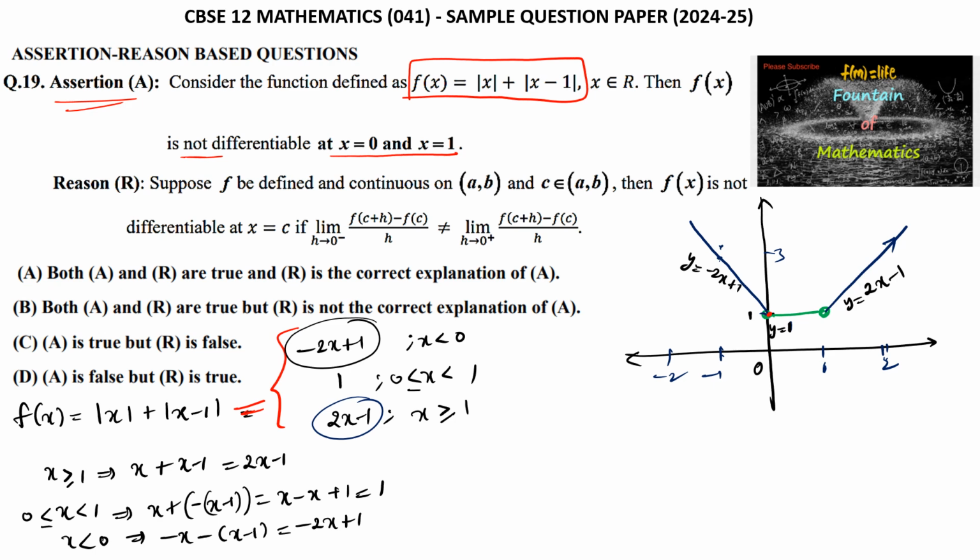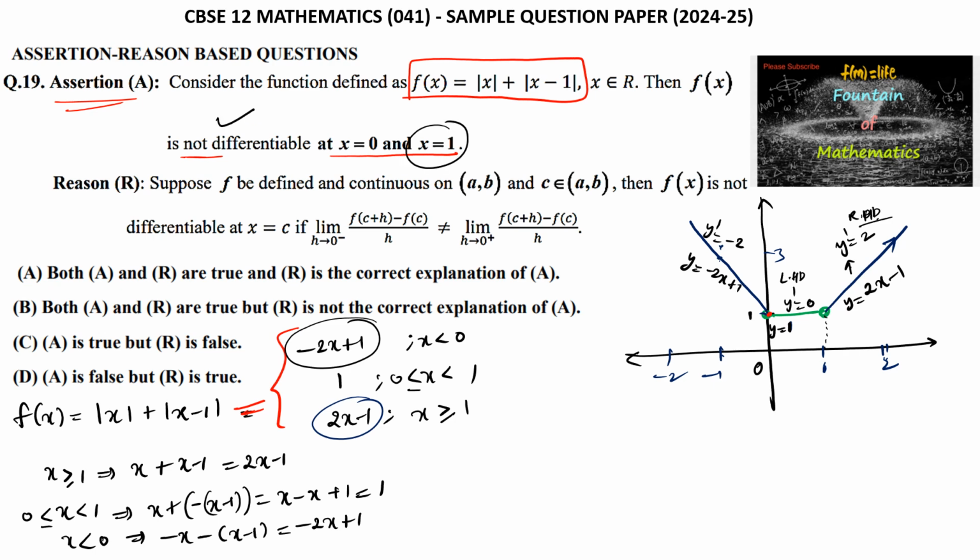And clearly we can see that on the right, y is equal to 2x minus 1, so the derivative is y dash is equal to 2. And here in this case, y dash is equal to 0 for y is equal to 1. And here in this case, y dash is equal to negative 2. So at the point x is equal to 1, the left derivative is 0 and the right derivative is 2. So this is the left hand derivative and right hand derivative. Both are not equal, and hence we can say that at x is equal to 1, it is not differentiable.